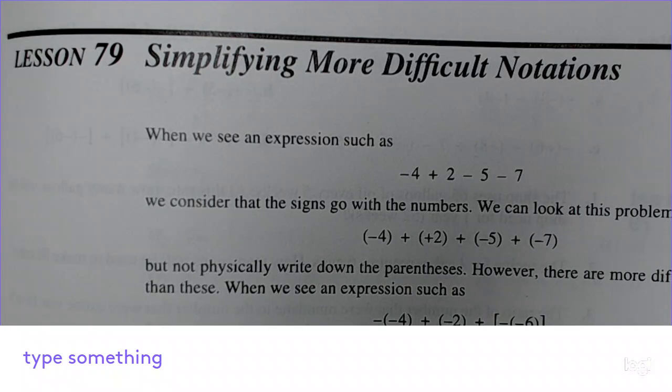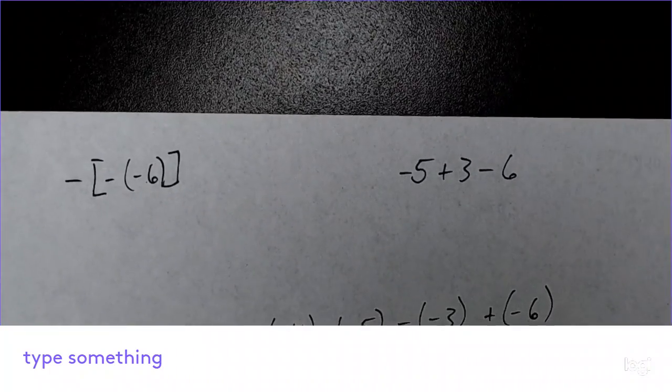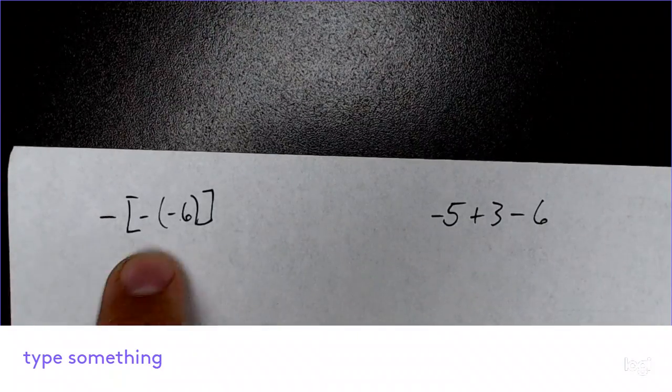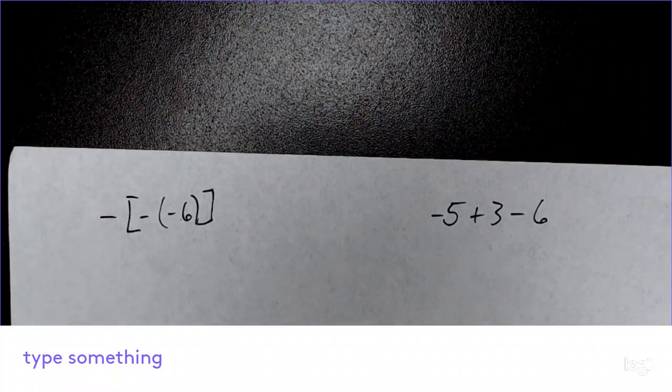Pre-algebra lesson 79, we're going to be simplifying more difficult notations. What they mean by more difficult notations is we're going to combine two things we know. The two things are right here. We're combining our algebraic addition with our lesson on opposites that we just got in the previous lesson. So let's do a quick review on both of these.